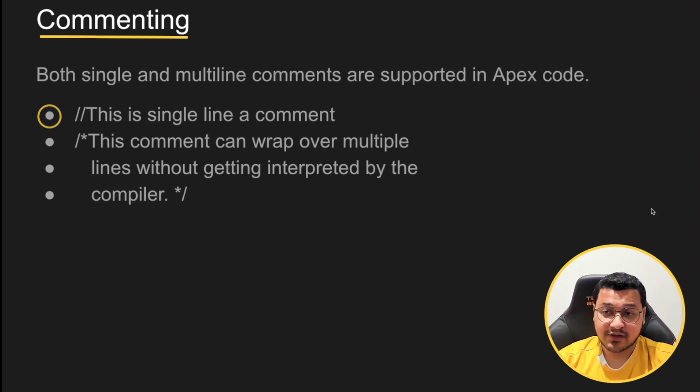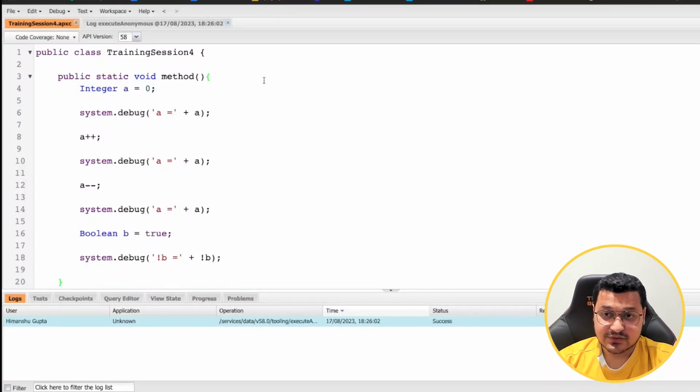A single line comment would have a double forward slash added to it. A multi-line comment would have a forward slash with an asterisk sign, and then it would end with an asterisk sign and then a forward slash. Let's see how it shows up in the developer console. So let's go to our developer console.